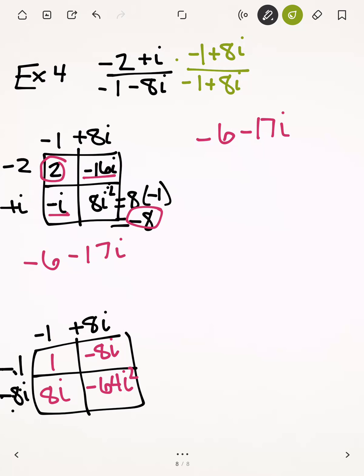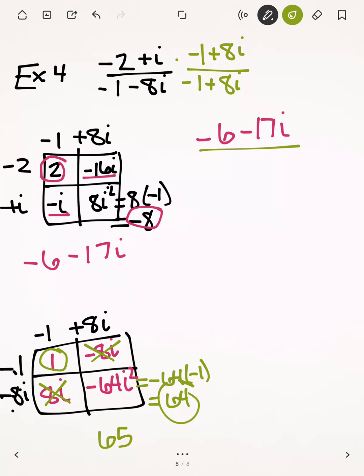Now I just combine my like terms. Oh, wait. i squared equals negative 1, so I get negative 64 times a negative 1, which gives me a positive 64. Now I can combine my like terms. So I'm going to combine the 1 and the 64, and I get 65. And then my 8i's cancel out because they're opposites of each other. So the denominator is going to be 65. So negative 6 minus 17i divided by 65.